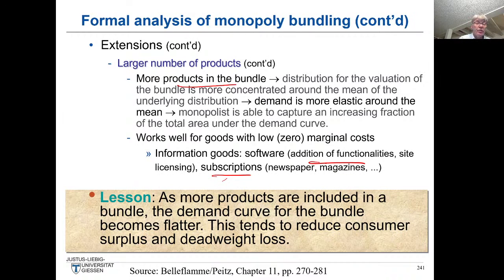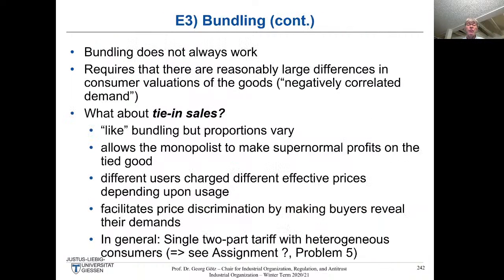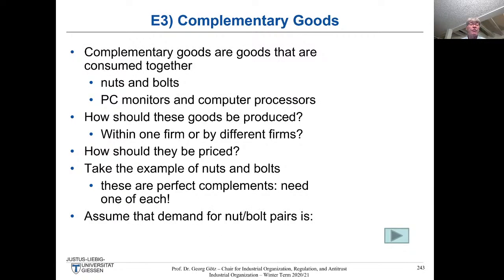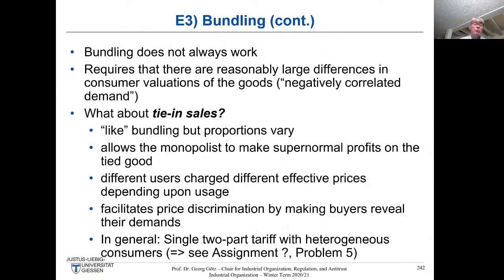So the point is, as more products are included in a bundle, the demand curve for the bundle becomes flatter, and therefore this tends to reduce consumer surplus, because you can more easily extract consumer surplus. But of course, it also is rather efficient, because you get very close already to personalized pricing, to price discrimination of degree 1. Very efficient. Okay, so I'm still not really done, because I think I have 2 or 3 more slides. So I would take these other 2 minutes.